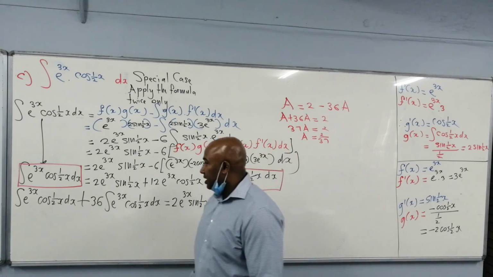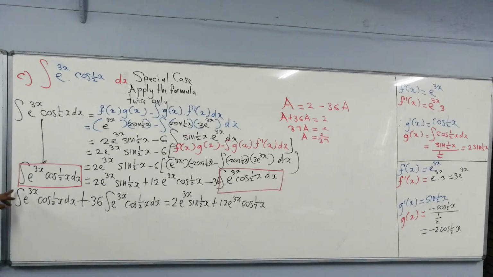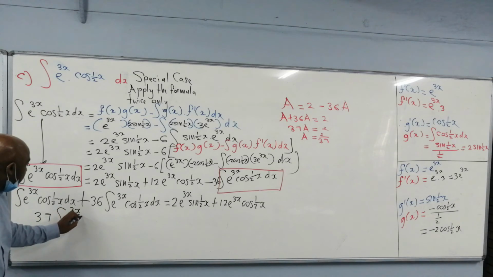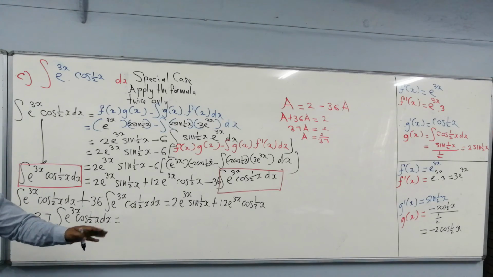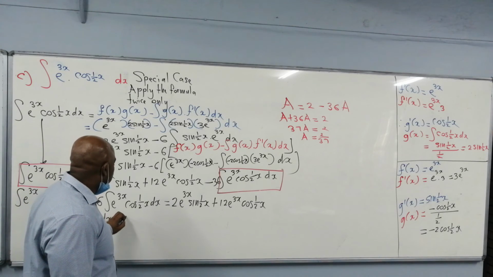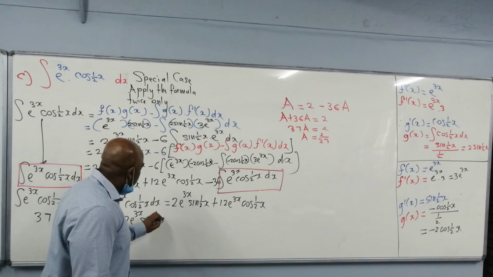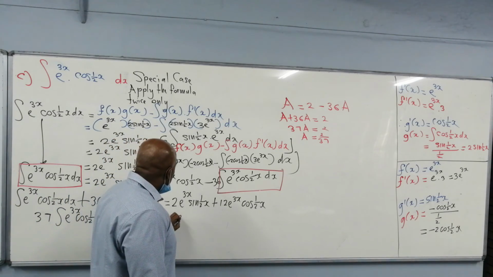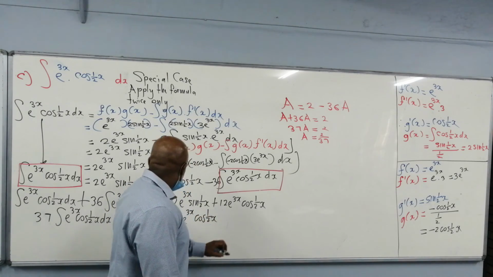And now I can add up my like term just like how I added up a plus 36a. It's the same thing. 1 plus 36 will give me 37 times the integral of e to the power 3x cos half x dx. And now it's just copying down. We worked out everything now. It's just to get to our final answer. So that will be 2 e to the power 3x sine of half x plus 12 e to the power 3x cos of half x.